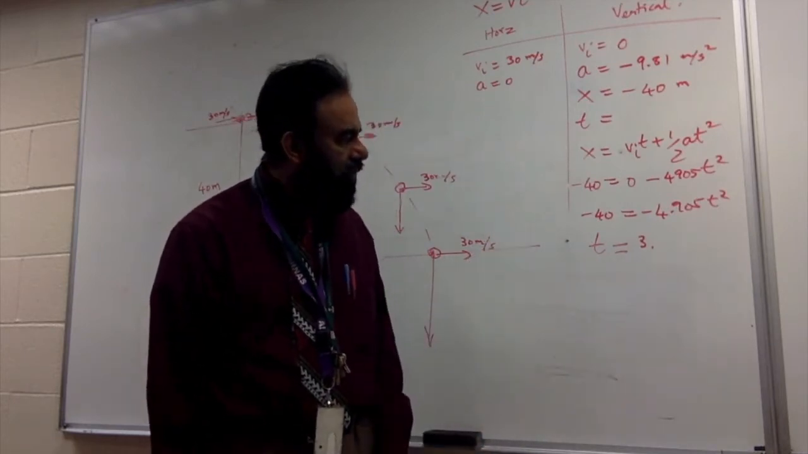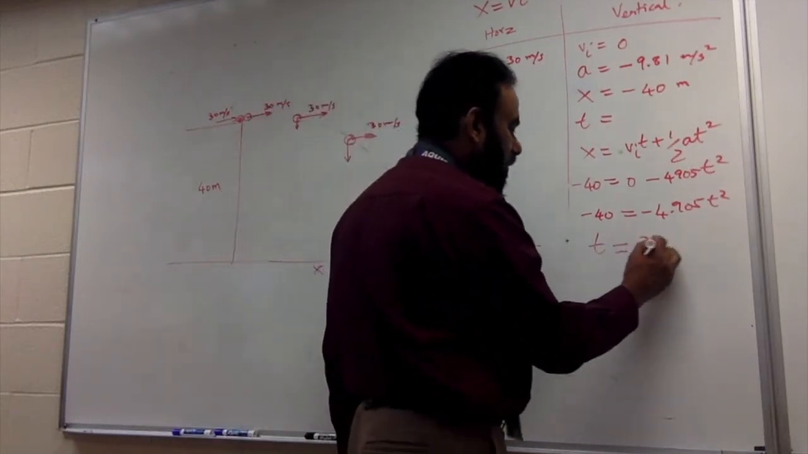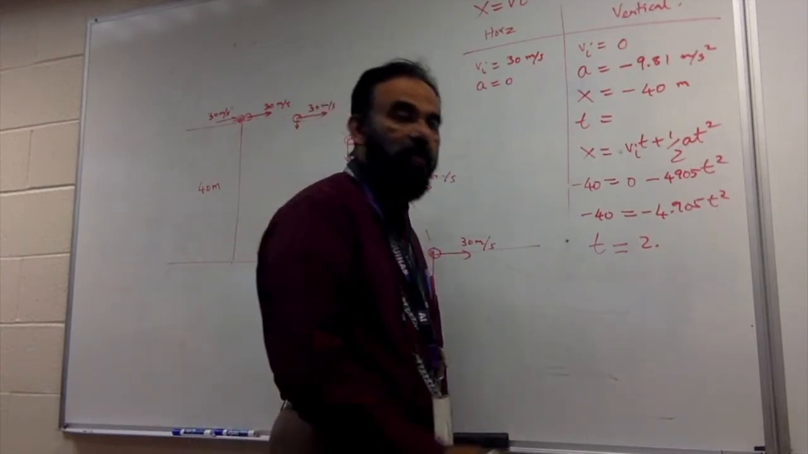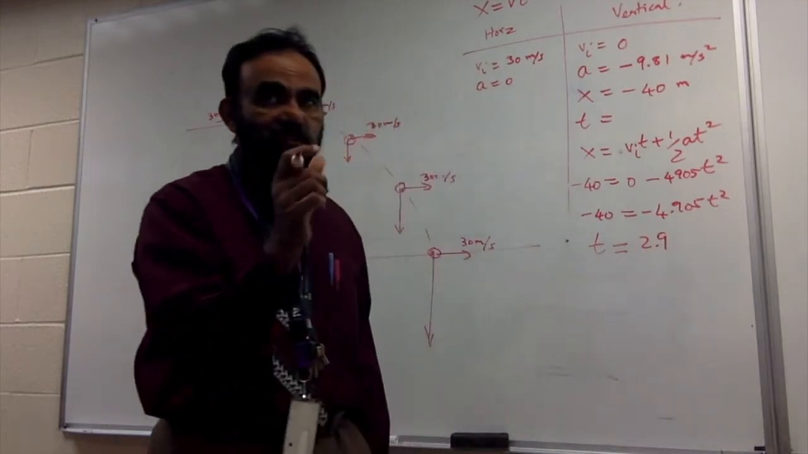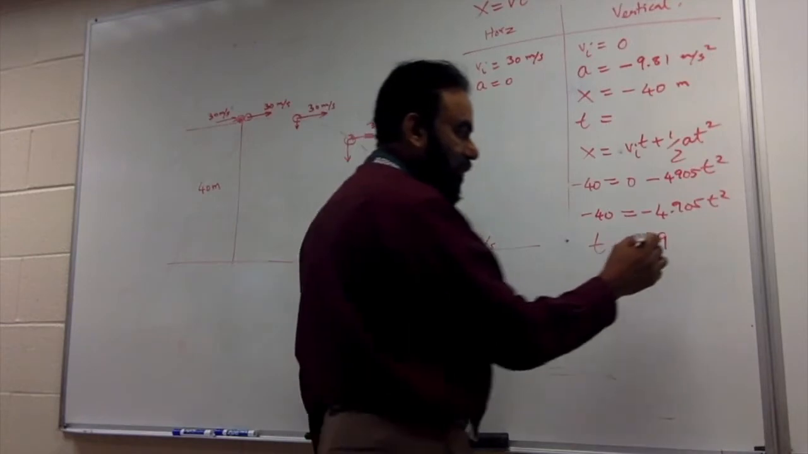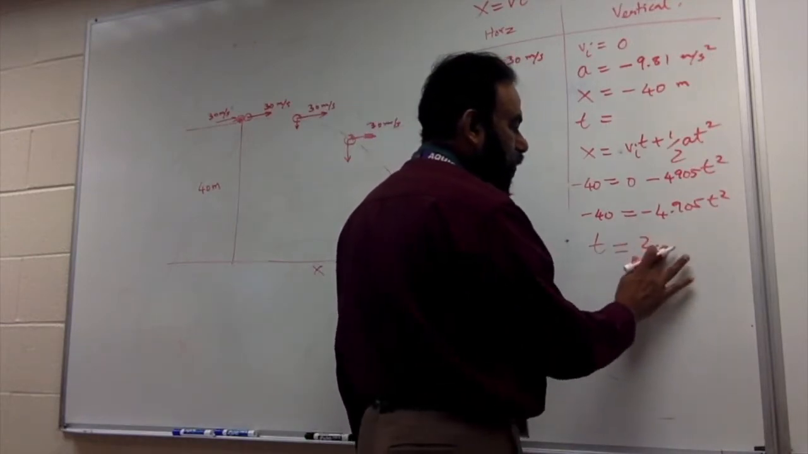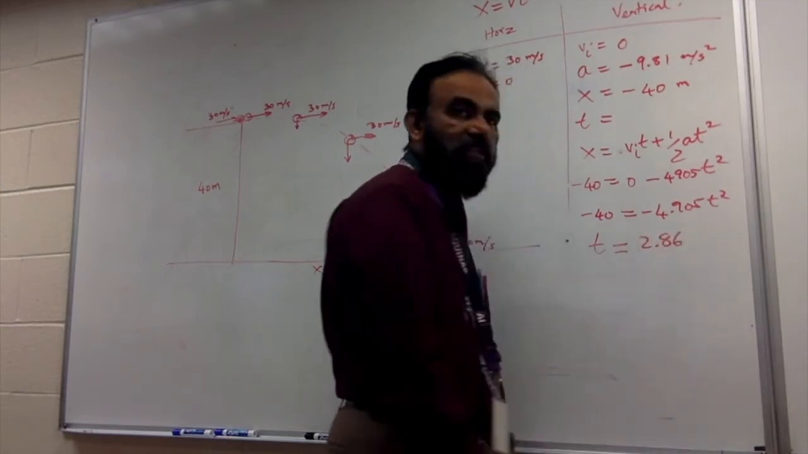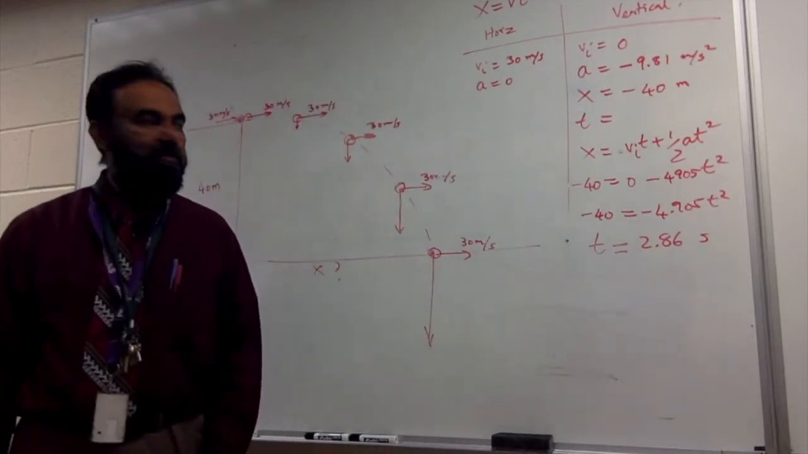This is not our final answer, therefore keep the decimals and all that intact. How much is it? 2.855. Okay, 2.86 is good enough. Seconds. So you got 2.86 seconds.